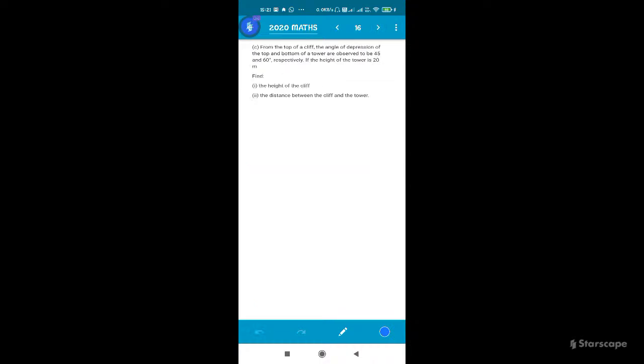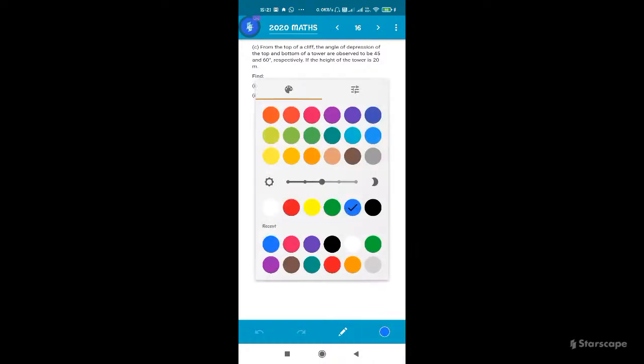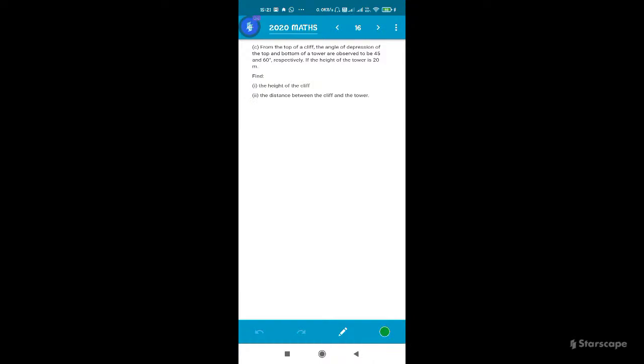This is a question from the chapter Heights and Distances. We are given some information about a cliff and a tower, and we have been asked to find the height of the cliff and also the distance between the cliff and the tower. So from the top of a cliff, the angle of depression of the top and bottom of a tower are observed to be 45 degrees and 60 degrees respectively.